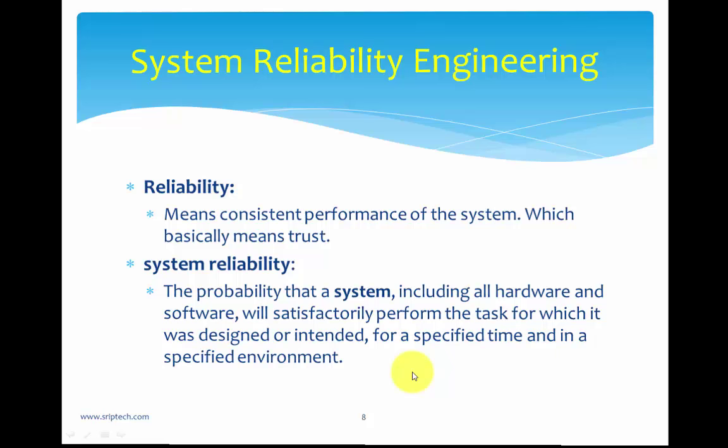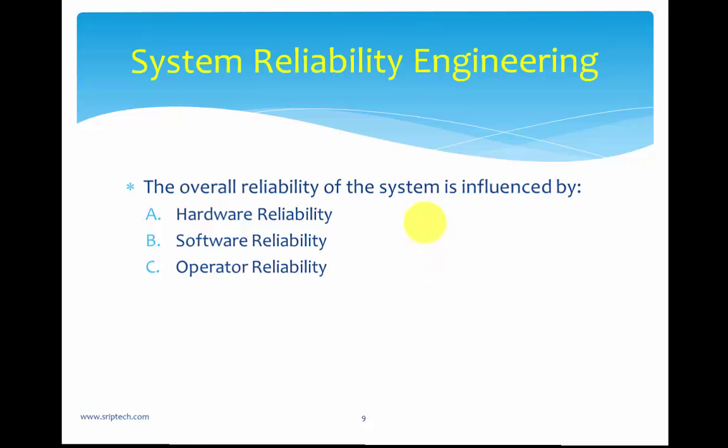Very important. When we say that the system is reliable, what do I actually mean? I mean that the system works as per my given condition, it works in a specific environment, and it works for a specified duration of time. Now this reliability is influenced by 3 factors. The first one is hardware reliability, the second one is software reliability, and the third one is operator reliability.